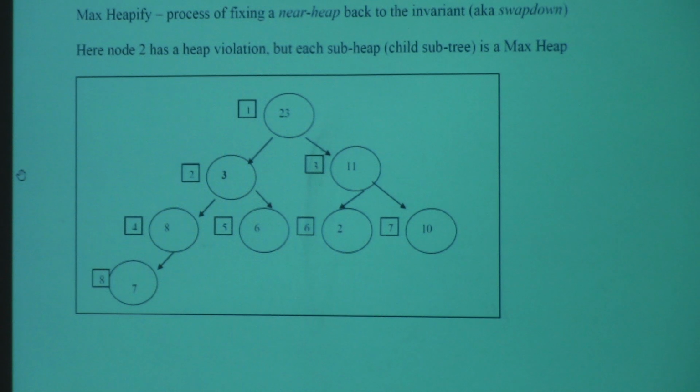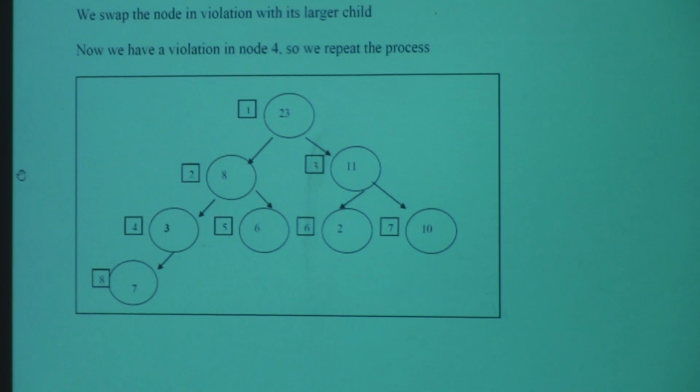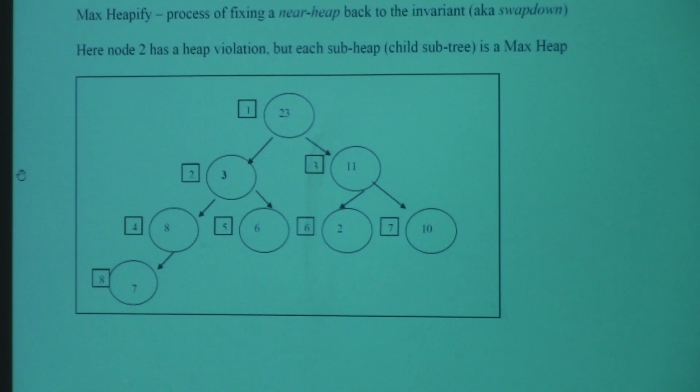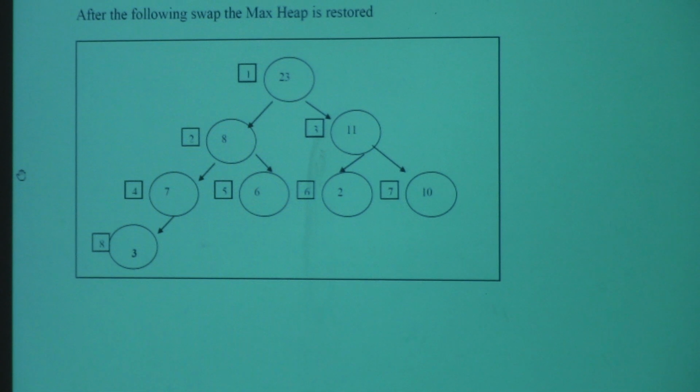But we also moved the 3 into a new position, so we should see whether the 3 has possibly caused another violation, and it will. If you swap the 3 with the 8, then the 8 will go to position 2, the 3 will go to position 4, but then we'll have a violation with what? 7. So we'll swap the 3 and the 7. So you can see the 8 and the 3 have changed, and finally the 3 goes down.